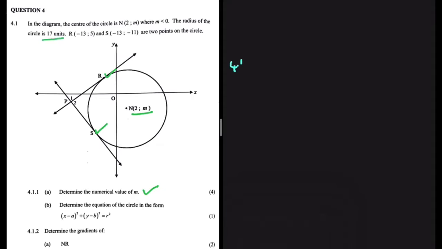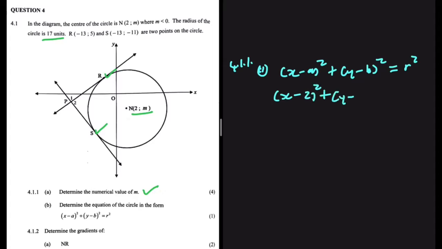So we can go ahead and try setting up an equation for our circle in the form x minus a squared plus y minus b squared being equal to r squared. So we're going to have x minus the x value of our center, which is 2. So we have x minus 2 squared plus y minus the y value at the center of our circle, that is m. We square that, and this is equal to the radius squared. The radius is 17 units, so we're going to have 17 units squared.